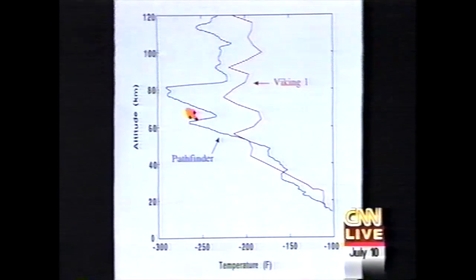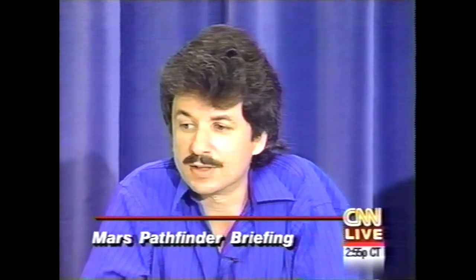As we now go further into the atmosphere, as Mars Pathfinder did, we reach below 60 kilometers altitude. We find that the temperature profile is actually very similar to the Viking profile. In other words, from about 60 kilometers down to about 13 kilometers altitude, the atmospheric temperatures on average are indeed as they were approximately during the Viking era.